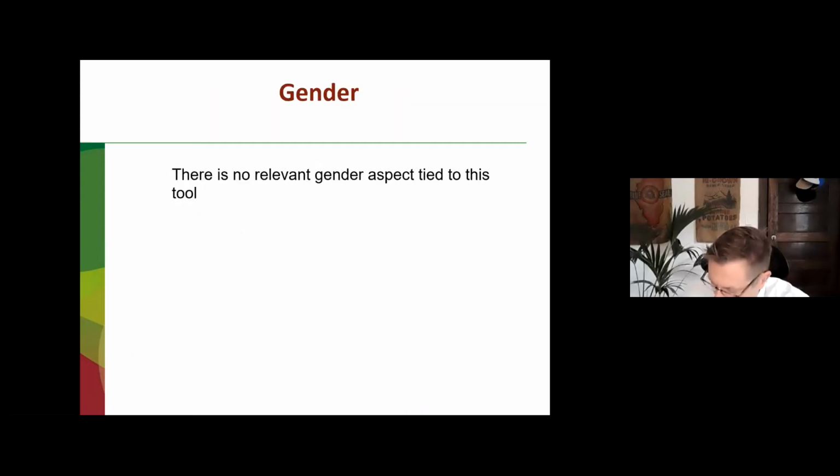In terms of gender, there is no relevant gender aspect tied to this tool. It can be used by anyone irrespective of gender.